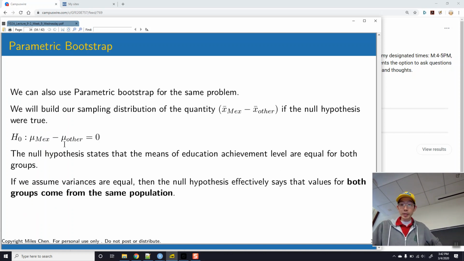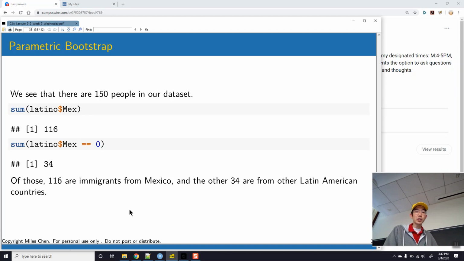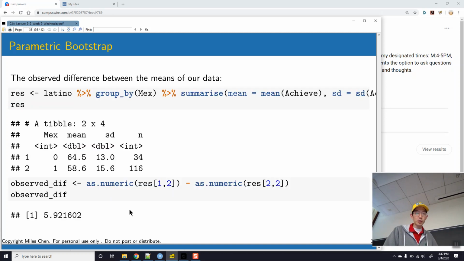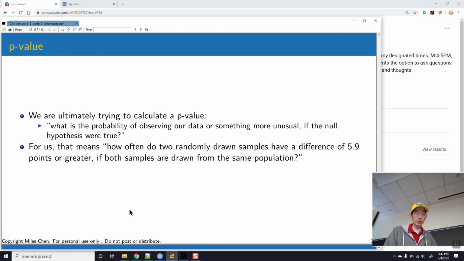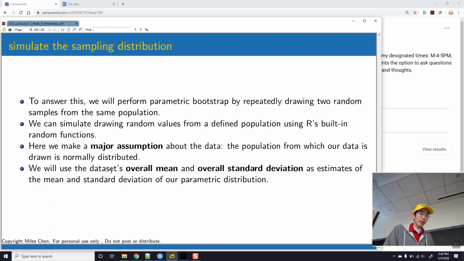Okay, we could take a parametric approach to the same thing. In the parametric approach, again, under the null hypothesis we're going to assume that both groups are coming from the same population. I'm just going to skip ahead here. These are all things that we've seen. The assumption that we're going to make is that the population is normally distributed. Maybe that's a good assumption, maybe that's not a good assumption.